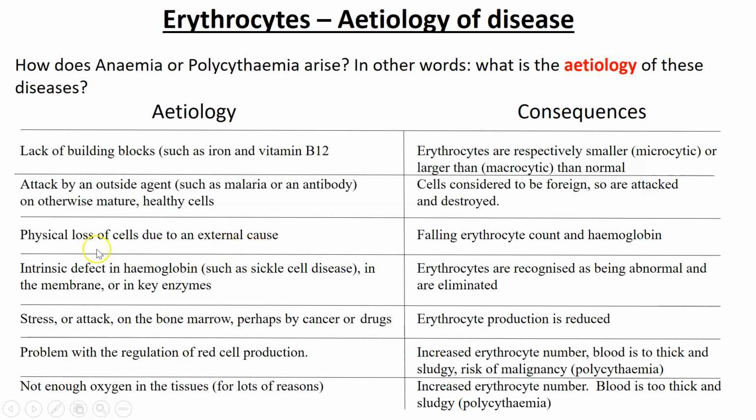Physical loss of cells due to an external cause could be a hemorrhage. It doesn't have to be a hemorrhage. It could be a chronic bleed, where there's a bleed that's small but it's happening constantly. And this will impact, obviously, the number of red blood cells and also the hemoglobin levels.